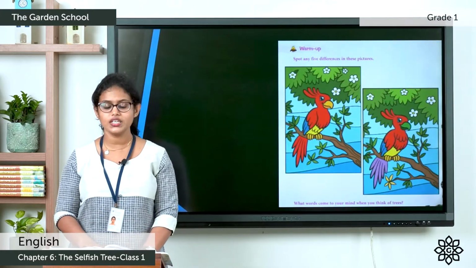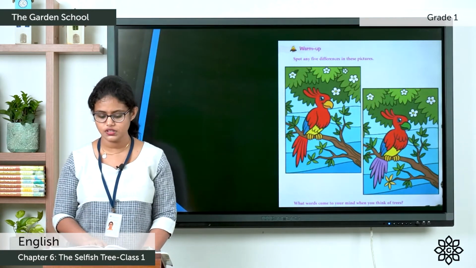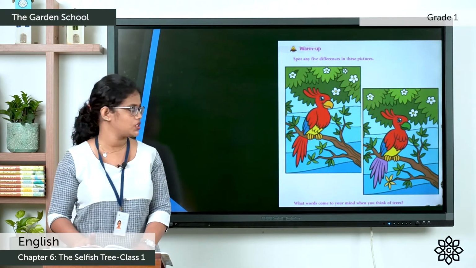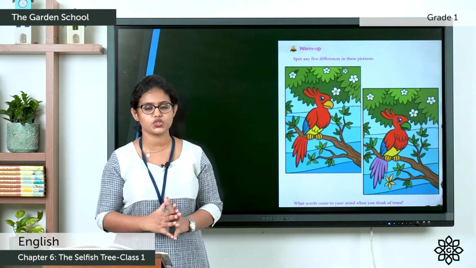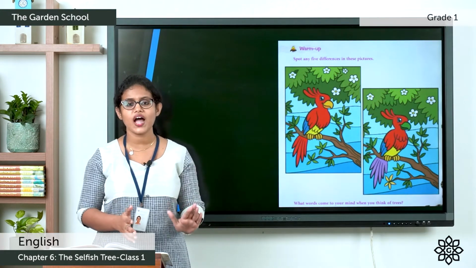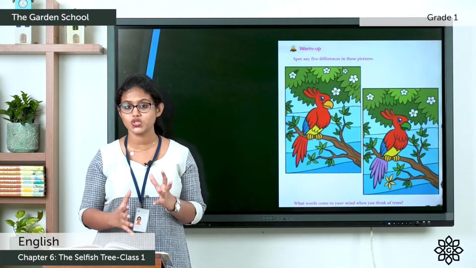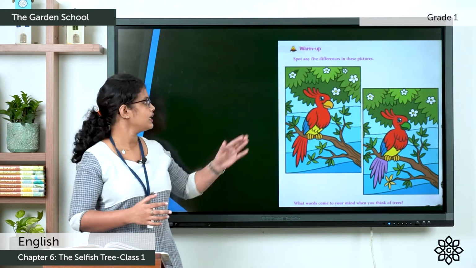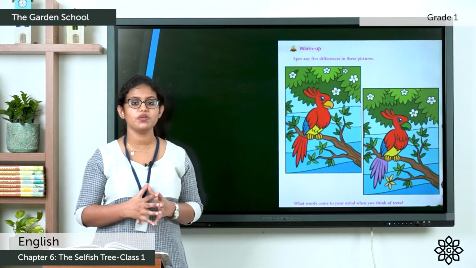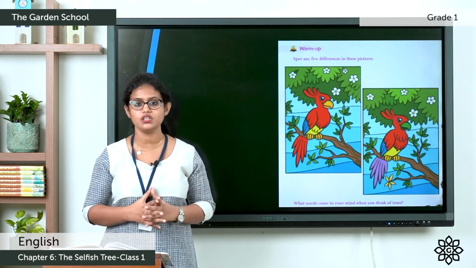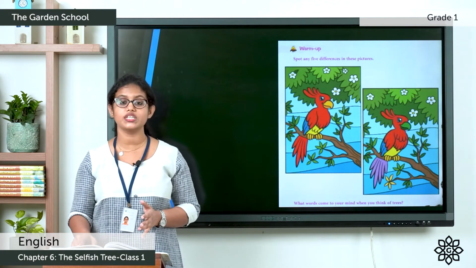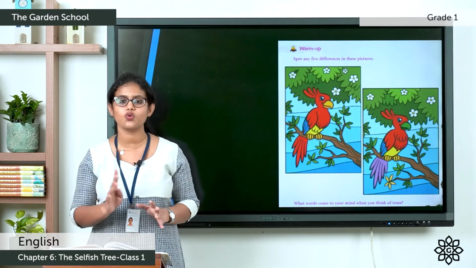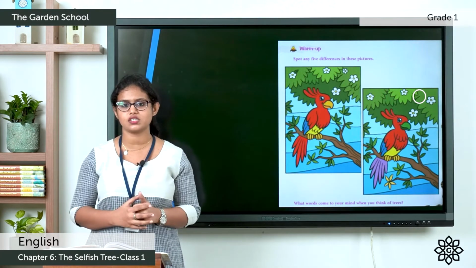So let's start with the warm-up exercise given. Spot any 5 differences in these pictures. So here you can see 2 pictures and you have to spot 5 differences. So let's closely observe it and let's find the 5 differences. So see the flowers here. So how many flowers are there in the first picture? There are 1, 2, 3, 4, 5. What about in second picture? There are 4 flowers. So that is the first difference.